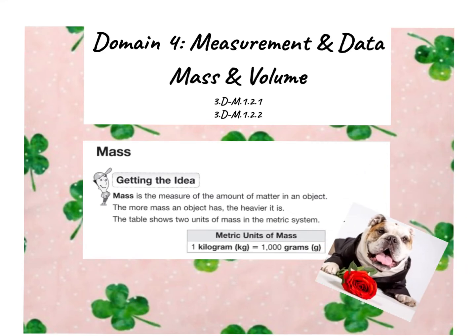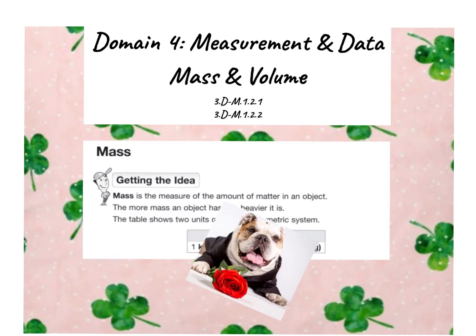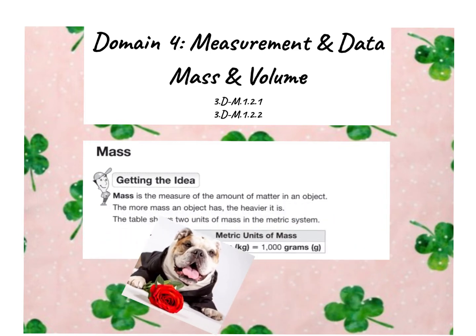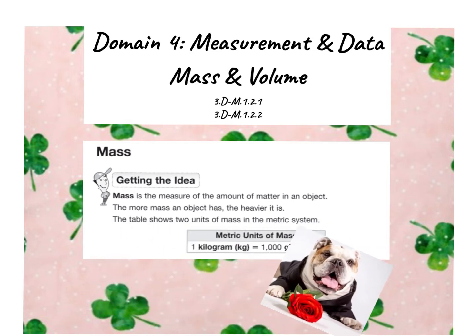Hey friends, today we're talking a little bit about mass. So mass is the measure of the amount of matter in an object. The more mass an object has, the heavier it is. This table shows 2 units of mass in the metric system.